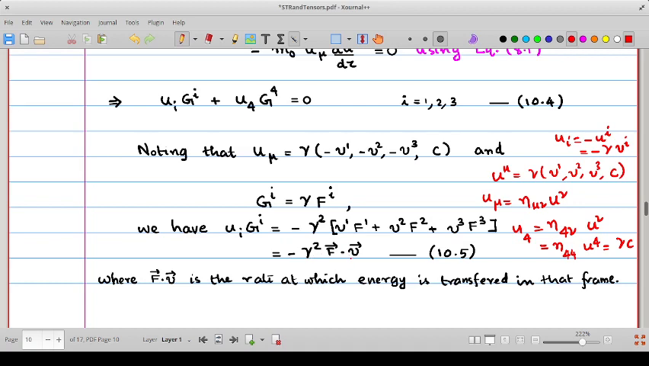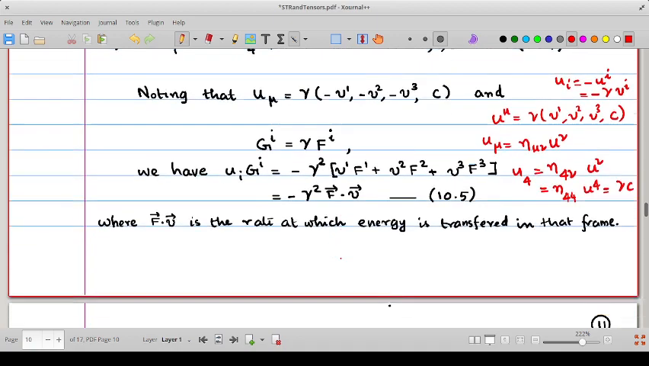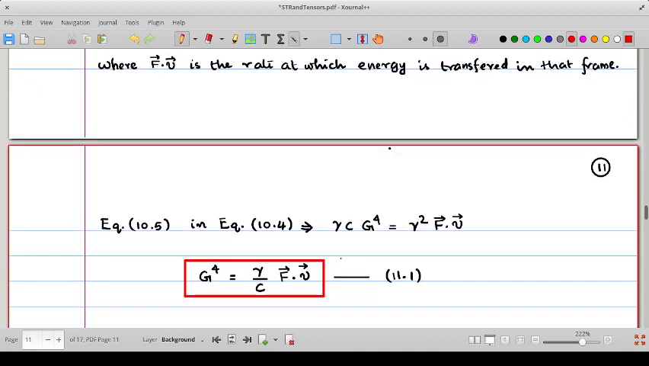But f dot v is the rate at which energy is transferred to the particle in that frame. So that is the rate of energy transfer.